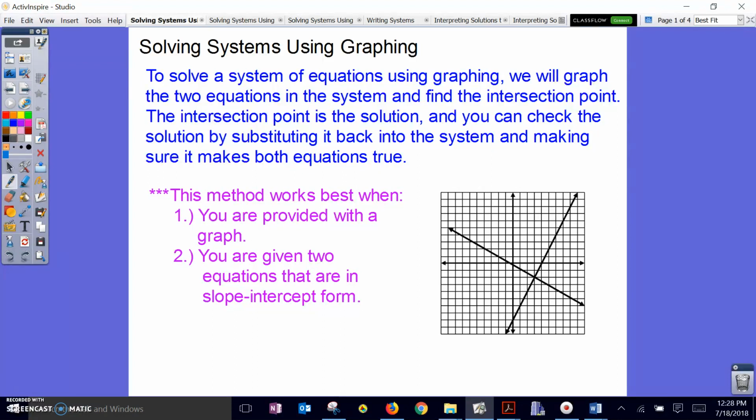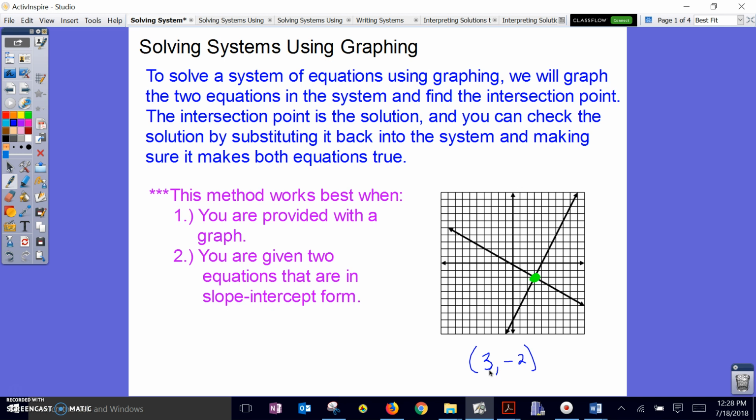So for instance, I've already drawn a graph of a system here where we don't even know the equations, so we won't be able to check the solution, but we can find the solution to this system. We focus right here on this intersection point, and that point is the point 3, -2. And so that would be the solution to that system of equations, whatever those two equations are. Okay?